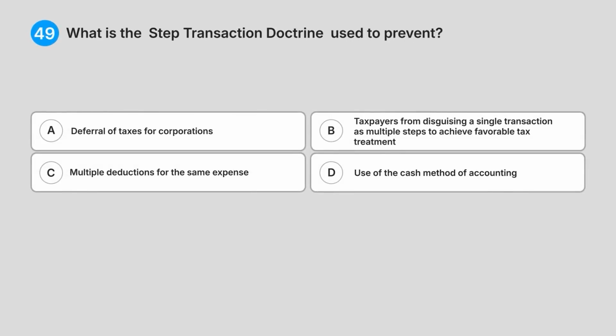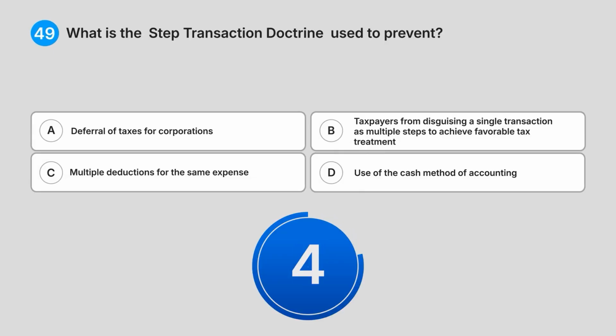49. What is the step transaction doctrine used to prevent? A. Deferral of taxes for corporations. B. Taxpayers from disguising a single transaction as multiple steps to achieve favourable tax treatment. C. Multiple deductions for the same expense. D. Use of the cash method of accounting.